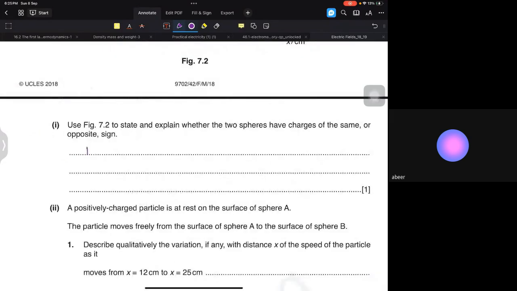I would say that the potential for both charges is positive, so they must have the same sign, right? So I'm going to make it pretty simple here. Okay.